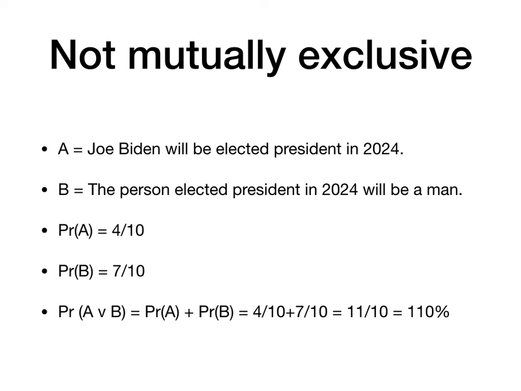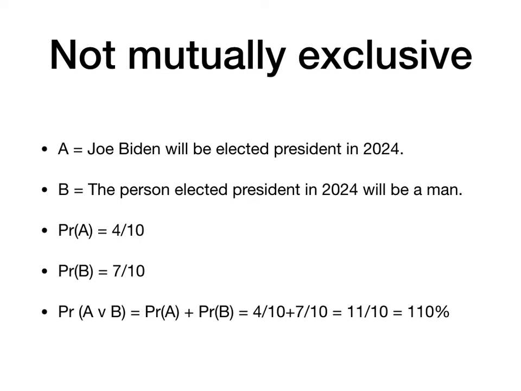The person elected president in 2024 will be a man. Like it or not, I think this is probably true. Biden will probably run again. If he does, he'll almost certainly be the Democratic nominee. I think Trump is the most likely Republican nominee again. They're both men. Even if it's somebody else, there's still a chance it'll be a man. I might even put this higher, but let's just say 70%.